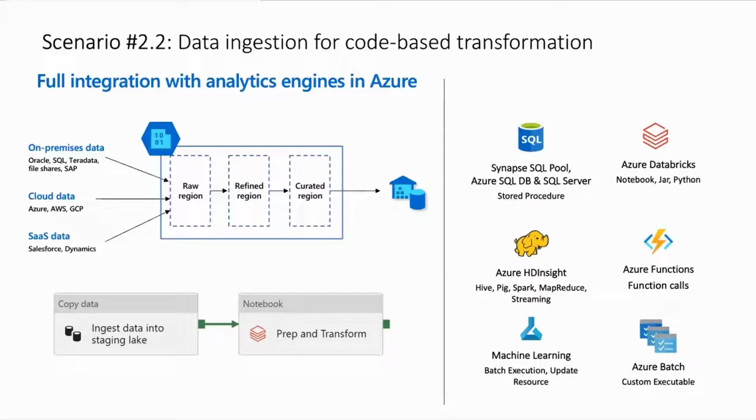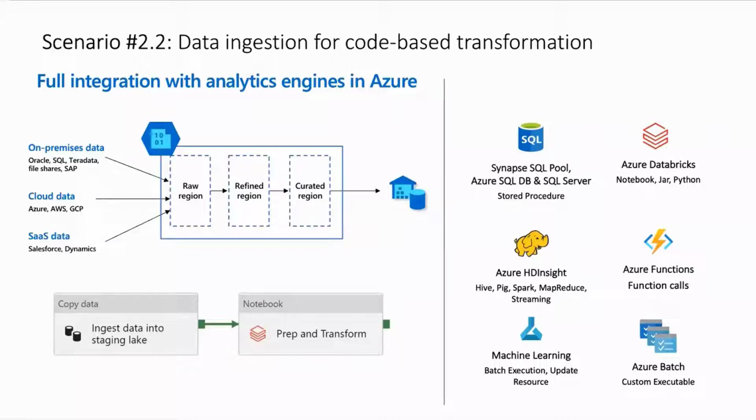You have HDInsight, which supports Hive, Spark, MapReduce, streaming, all those things. It's primarily Hadoop based. You do have a Spark flavor too. You have Synapse Spark as well now, and you have Azure Databricks, which can run your notebooks, jars, Pythons. And then, of course, the stored procedures run on SQL Server, SQL DB and Synapse Analytics as well. And then you have Azure Machine Learning and Azure Batch Service.